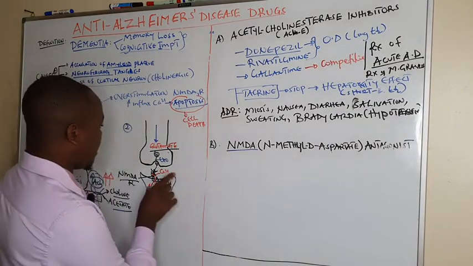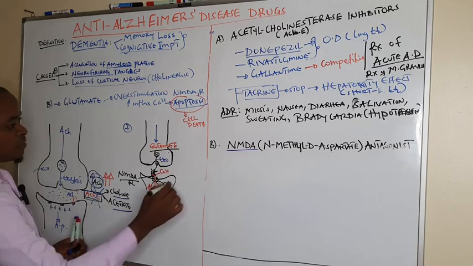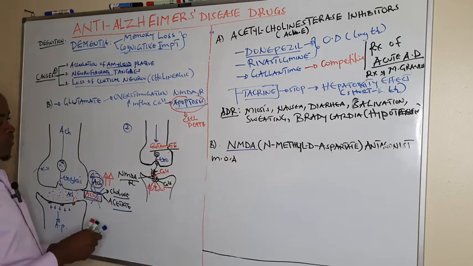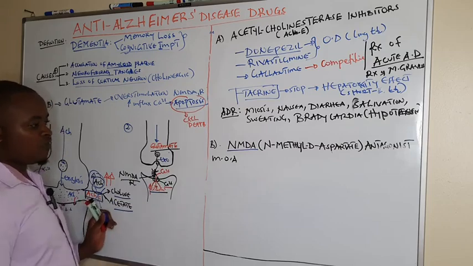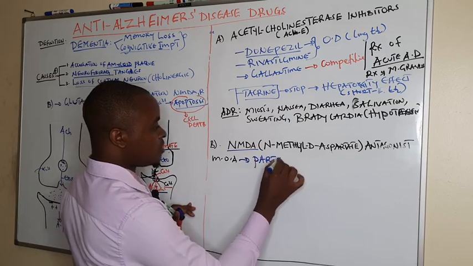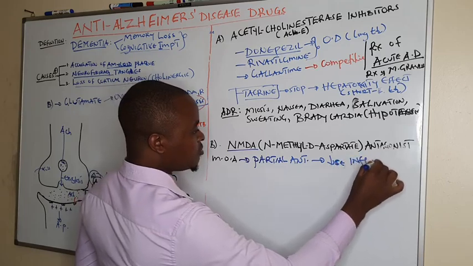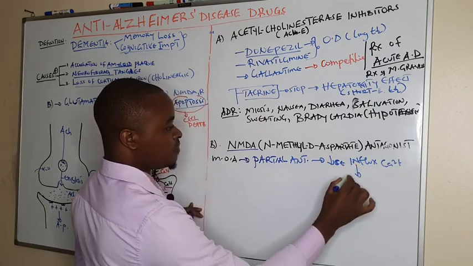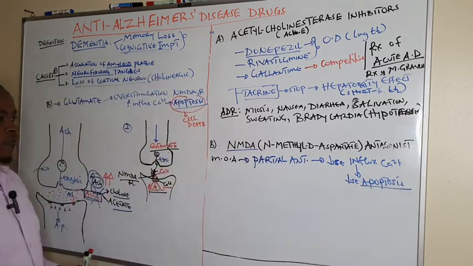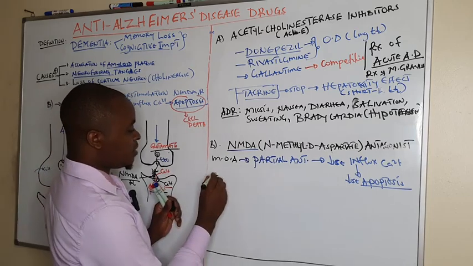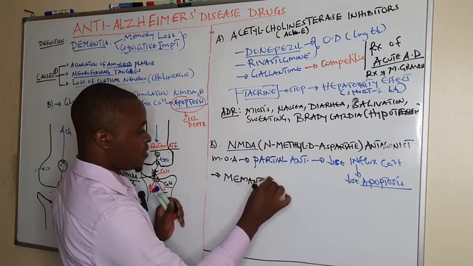Then the last one we can discuss is the NMDA receptor antagonist, N-methyl D-aspartate antagonist. Their mechanism of action is that they bind to the NMDA receptor, and when they bind, they partially reduce the influx of sodium. So these are partial antagonists, whereby they decrease the entry of calcium ions. When calcium entry is reduced, it decreases programmed cell death, what we call apoptosis. Hence, the neurons remain viable. The drug in this category is memantine, which we use in treatment.